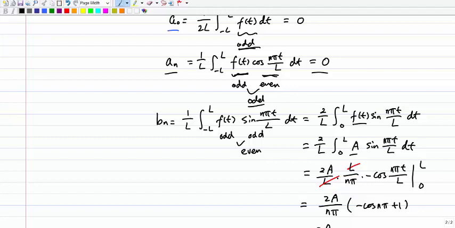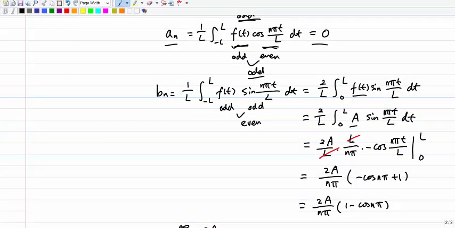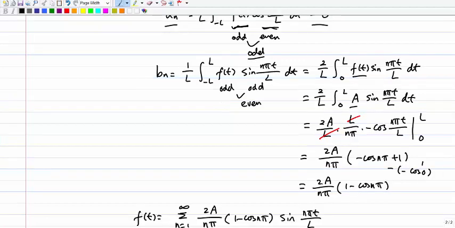And evaluate from 0 to L, so this L will be cancelled out. This is 2a over n pi times negative. We evaluate that, so when t equals L it is cosine n pi L divided by L, which will cancel. It's just negative cosine n pi. And when t is 0, it is minus cosine 0, which is 1. So minus 1 is just plus 1. That's why this is plus 1, which is 2a over n pi times 1 minus cosine n pi.